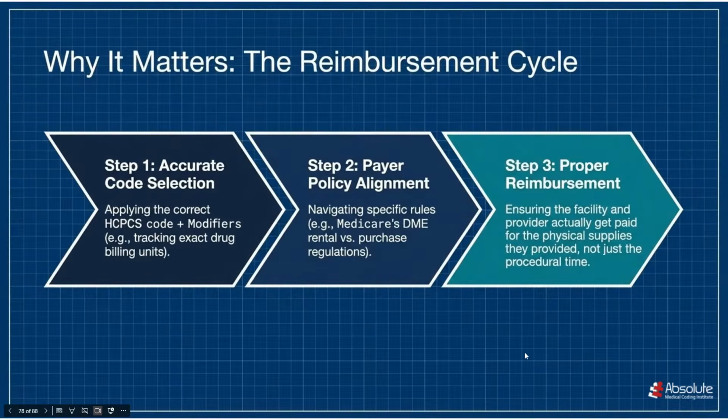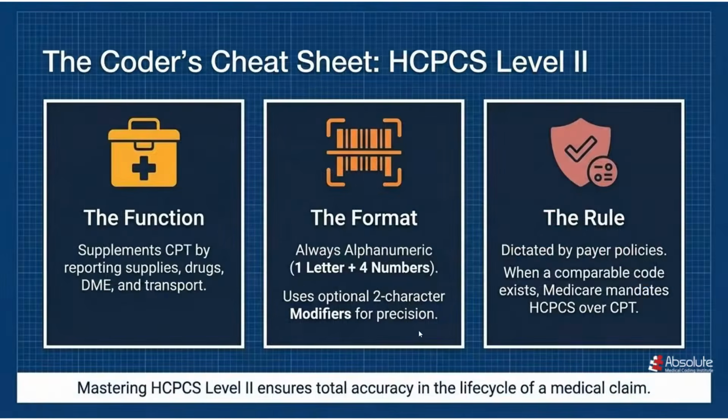And it does matter using the HCPCS Level II codes because it helps with accurate code selection, payer policy alignment, and proper reimbursement. If you don't apply the HCPCS Level II codes, you're not going to get reimbursed, especially if the patient is Medicare or Medicaid.